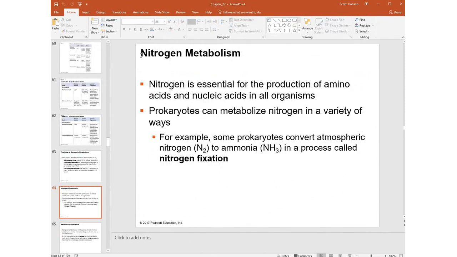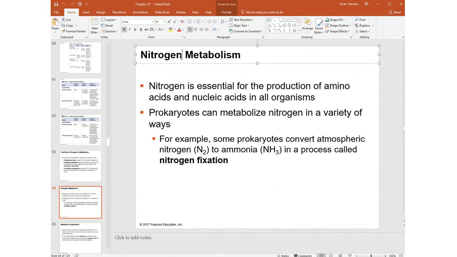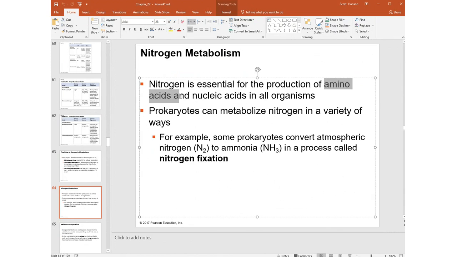And then nitrogen metabolism is important as well, because nitrogen is essential for production of amino acids, because amino acids have nitrogen in their molecular structure, and it's also essential for nucleic acids, the RNA and the DNA, because the nitrogenous bases have a good amount of nitrogen in their molecular structure. So prokaryotes can metabolize nitrogen in a variety of different ways.